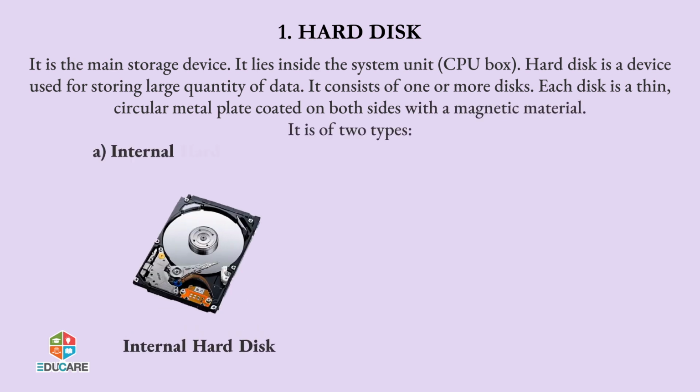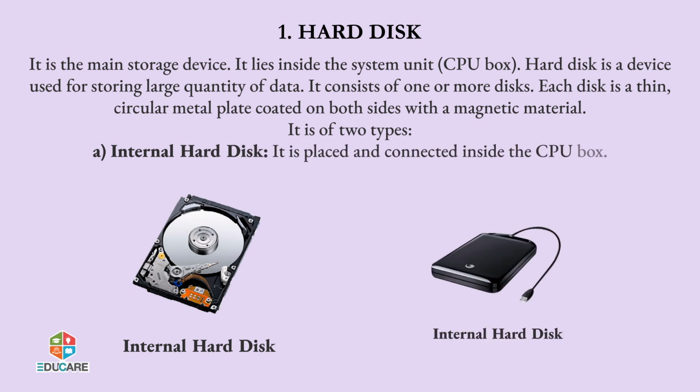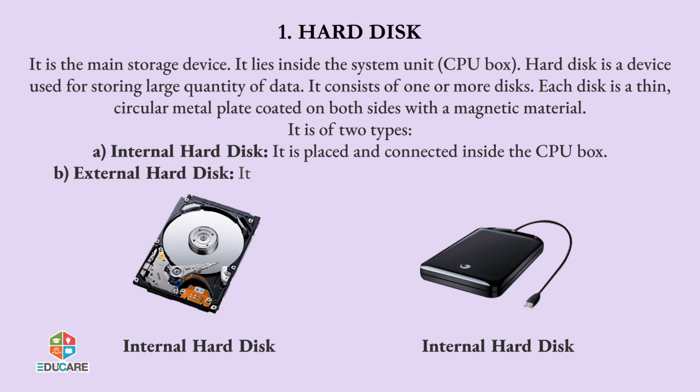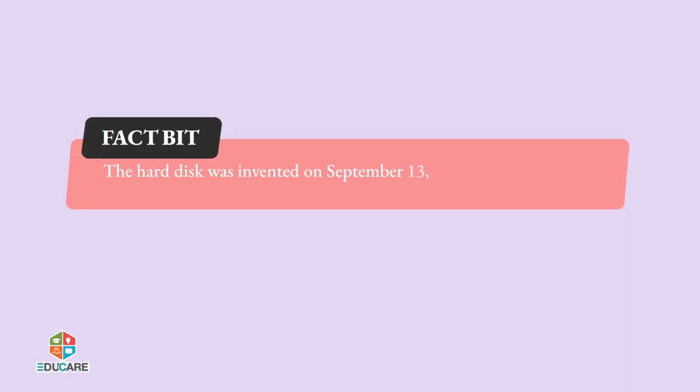Internal hard disk. It is placed and connected inside the CPU box. External hard disk. It is present outside CPU box and connected with cables. Fact bit. The hard disk was invented on September 13, 1956 by IBM team led by Ray Johnson, considered as father of the disk drive.